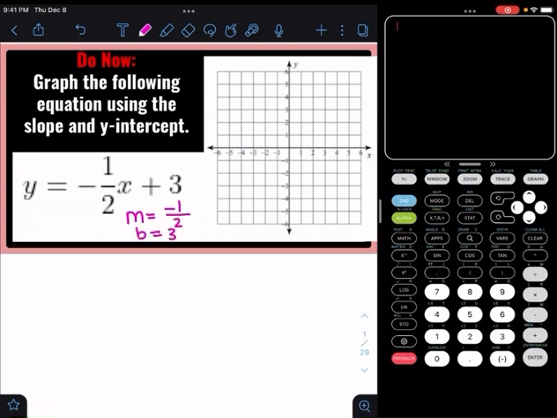Slope is always a number with x, and the y-intercept is a number without x. So here that number is 3. That means I would go up 3 and put a dot. The reason why I'm going up is because my y-axis goes up and down, and 3 means go up 3.